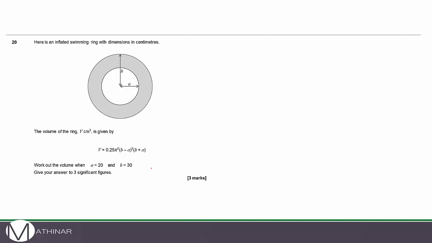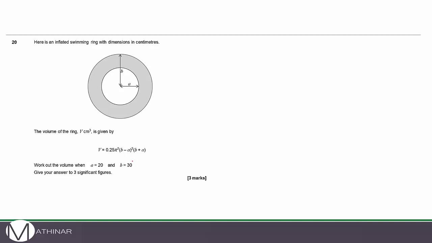Question 20. Here is an inflated swimming ring with the dimensions in centimeters. So A is that length there, B is that length there. So the small radius is A, the big radius is B. The volume of the ring is given by this formula. V equals 0.25 pi squared multiplied by B minus A squared multiplied by B plus A. Work out the volume when A is 20 and B is 30.